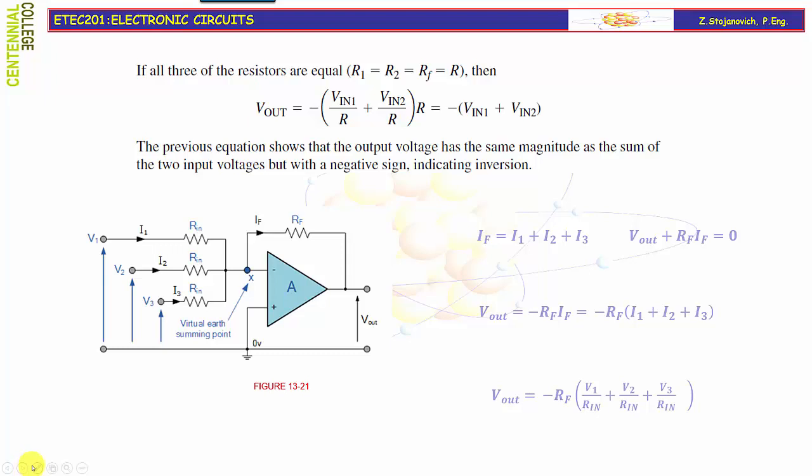If all three resistors here are equal, R1 equals R2 equals RF, then the final expression for the output voltage becomes simply a sum of two input voltages, VIN1 and VIN2. The previous equation shows that the output voltage has the same magnitude as the sum of the two input voltages, but with the negative sign indicating inversion.